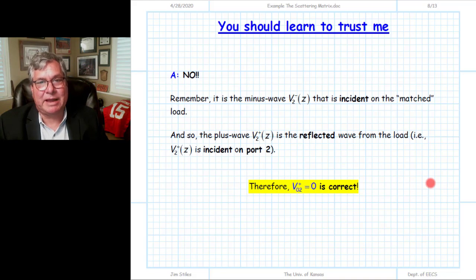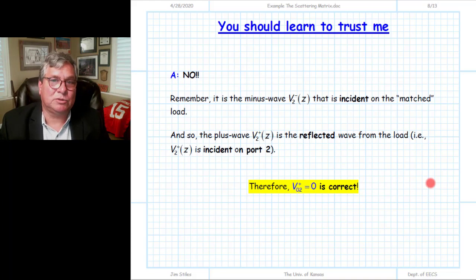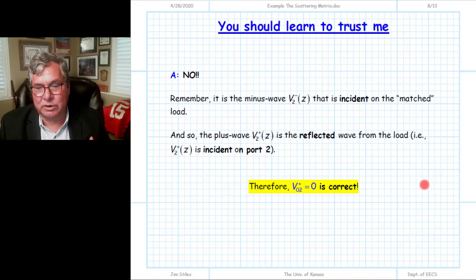minus wave. And so the minus wave strikes the load, that match load, and then it creates a reflected wave which is propagating now in the direction of increasing z back toward the port, incident on the port, because it's reflected from the load. And so we know if it's a match load, the reflected wave is equal to 0. That means that the plus wave is equal to 0. So in other words, the value that V02 plus is 0 is the correct answer. This is essentially the device equation for that load.